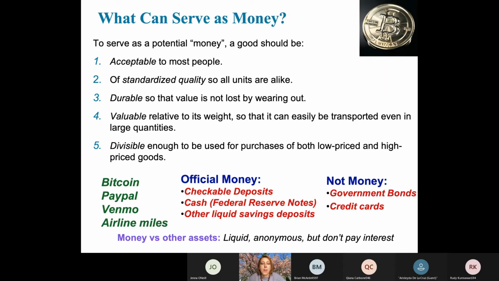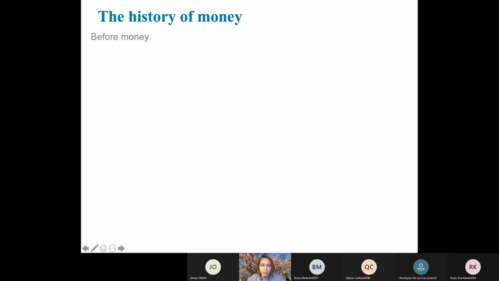Money has some very valuable features: it's liquid and anonymous. But it also has a drawback. The main drawback is that it doesn't pay interest and it loses value to inflation as well, right? That's what the drawbacks are of holding money.